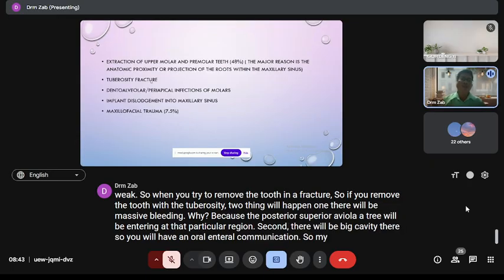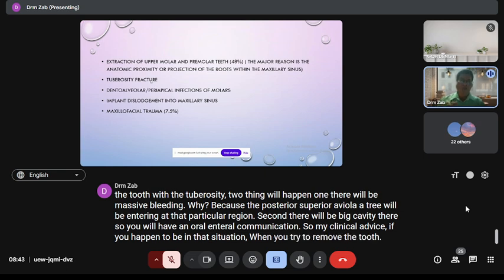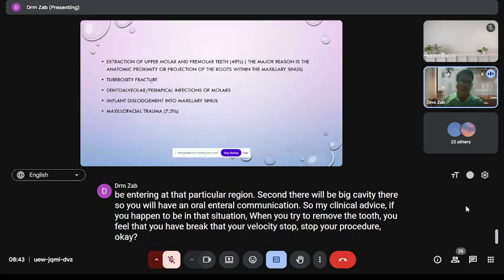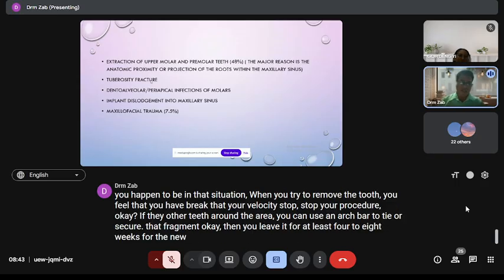So my clinical advice, if you happen to be in that situation, when you try to remove the tooth and you feel that you have broken the tuberosity, stop your procedure. Okay. If there are other teeth around the area, you can use an arch bar to tie or secure that fragment. Then you leave it for at least 4 to 8 weeks for the new bone formation.